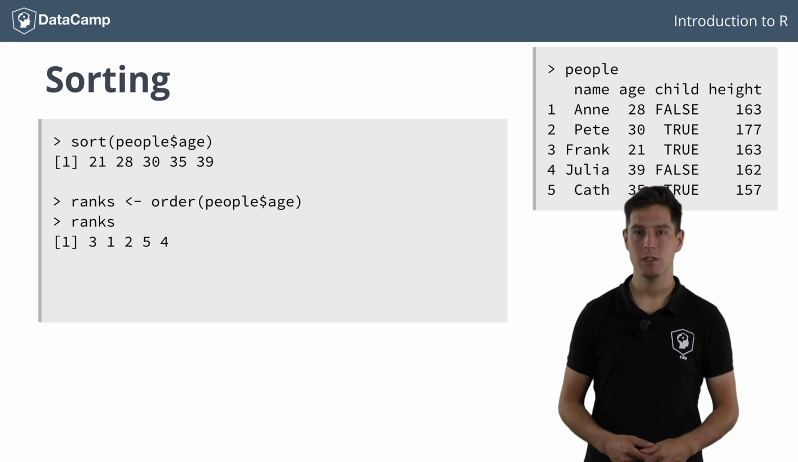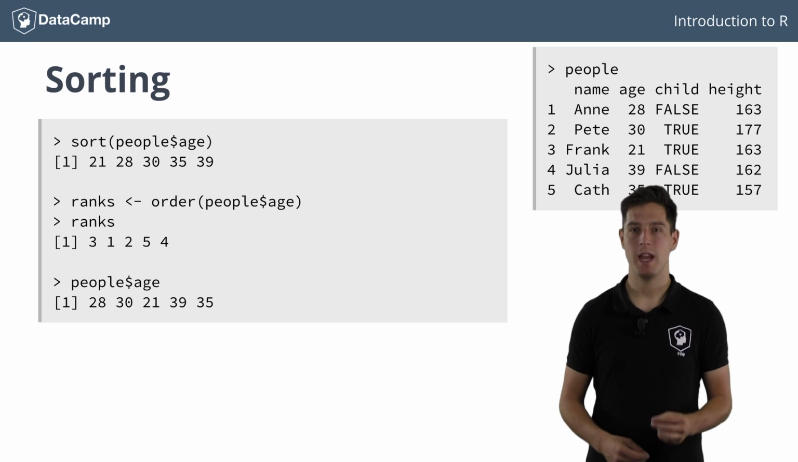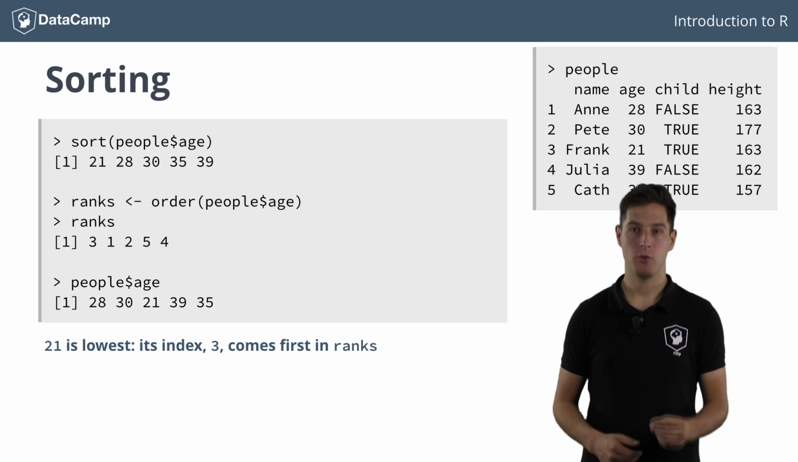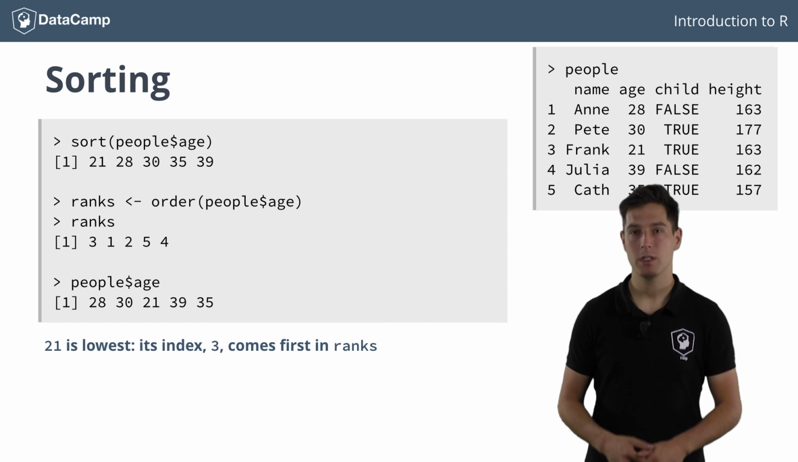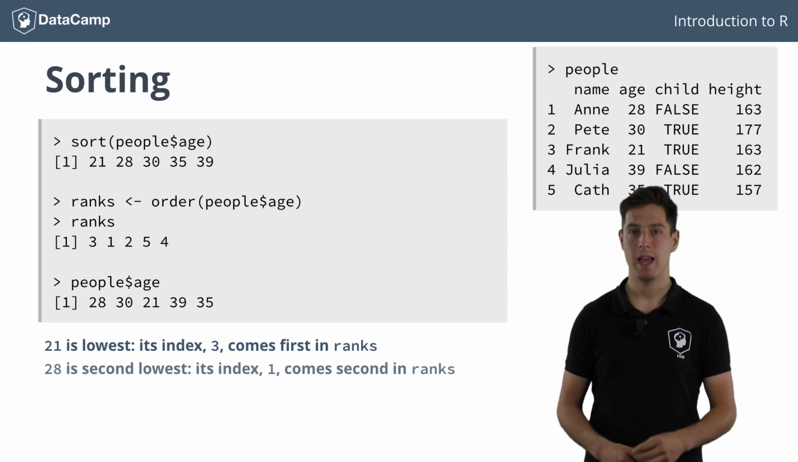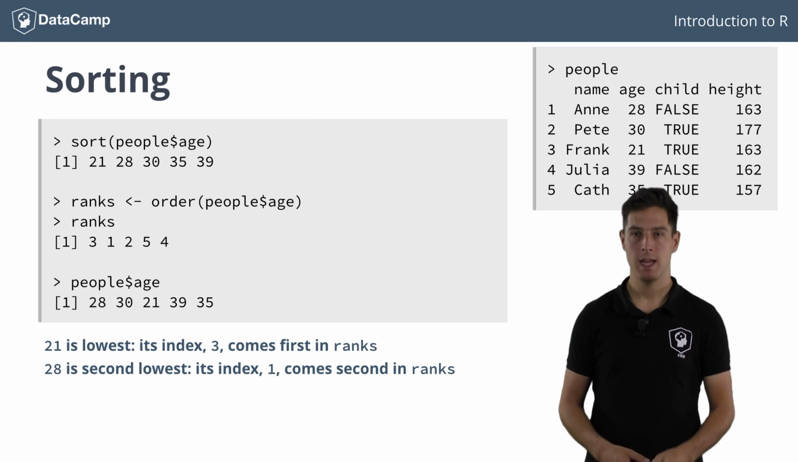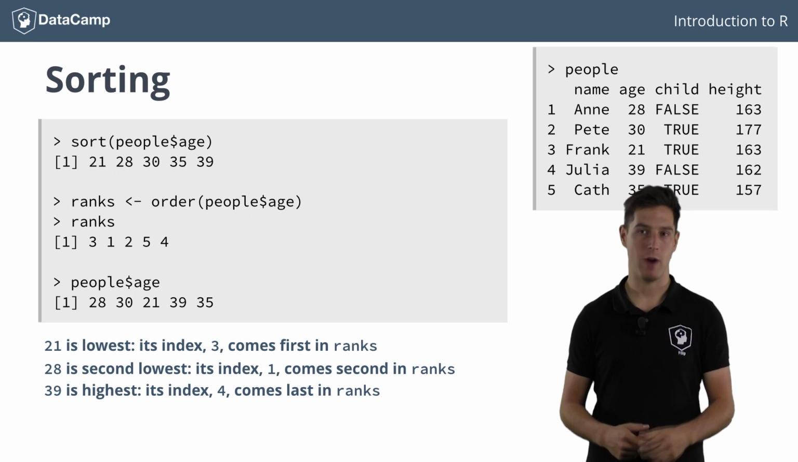To see what this means, let's print the age column and try to reproduce the result. So, the lowest value in the age column is 21. It's in third position. This index, 3, thus comes first in the ranks vector. The second lowest value in the age column is 28 and is in first position in the age column. The index 1 thus comes second in the ranks vector. The highest value is 39, at the fourth position in the age column. This index comes in the last place in ranks.